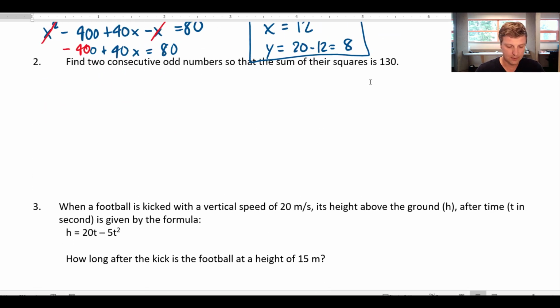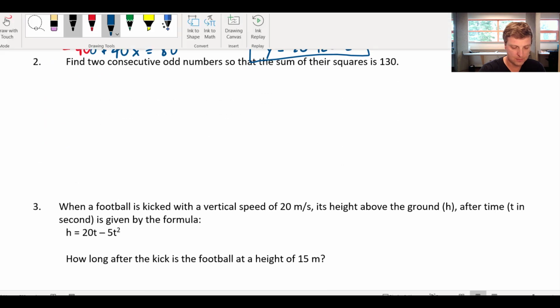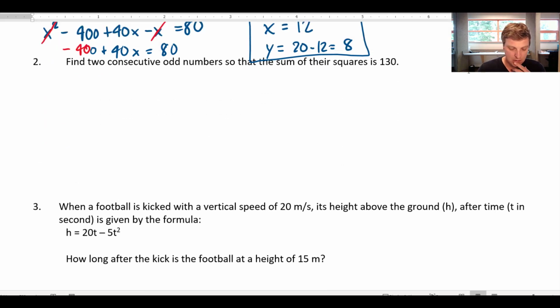So let's try this one here. Find two consecutive odd integers, odd numbers, so that the sum of their squares is 130. So if the first number, can't go wrong with having the first number equal to x, let's think about what that second number could be. I know I could just call that y, but I would just get stuck. So I have to put it in terms of x.